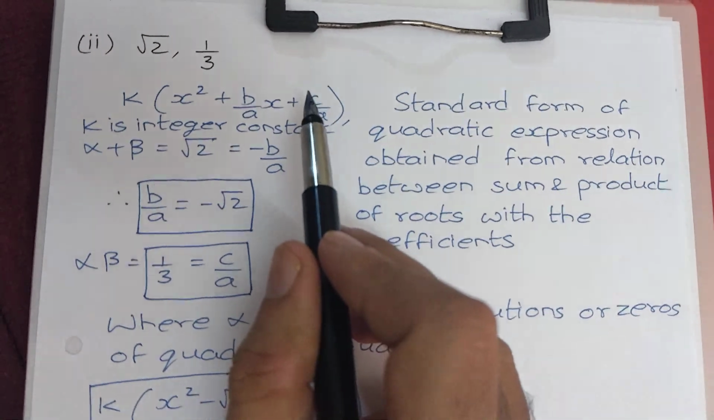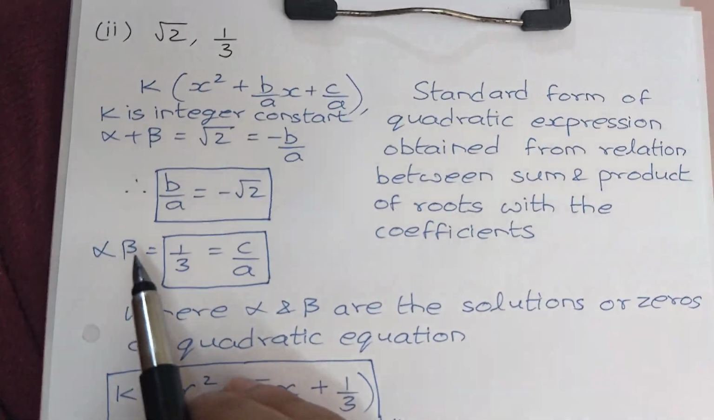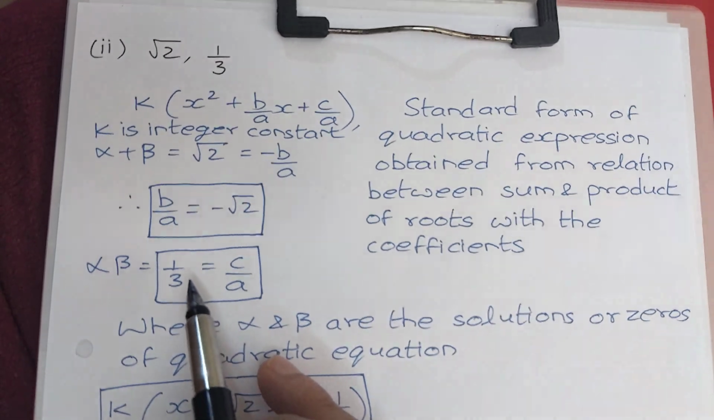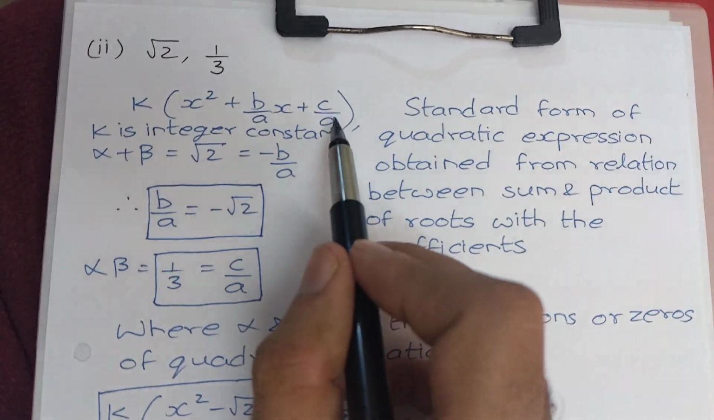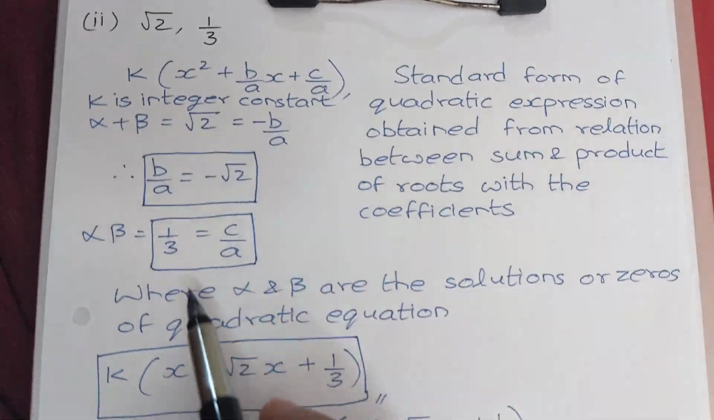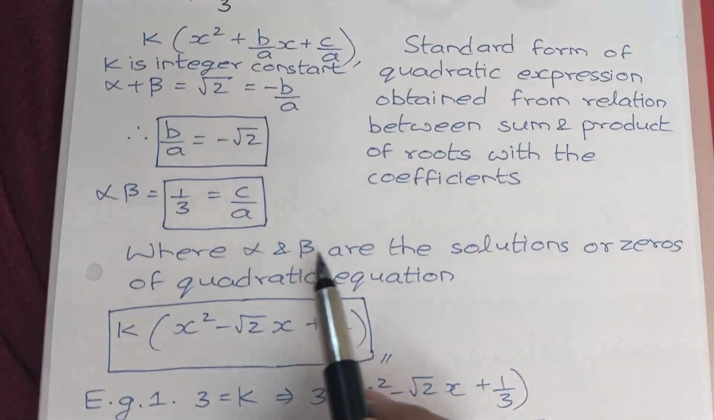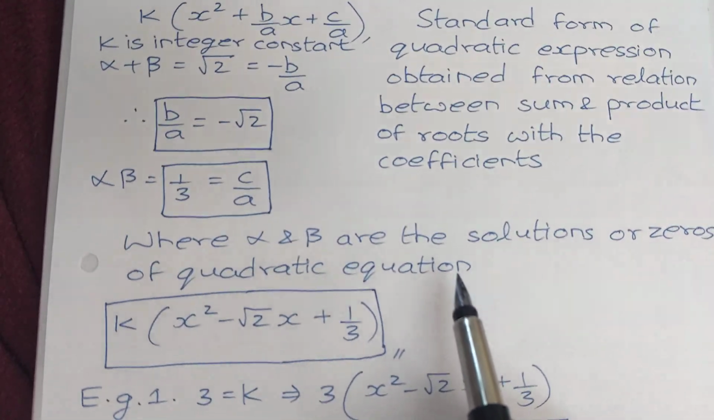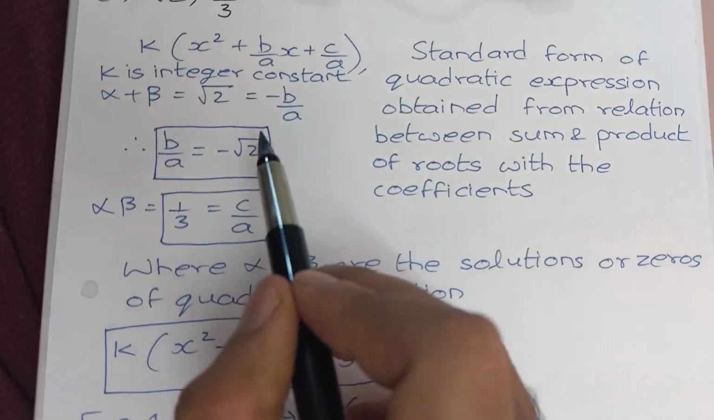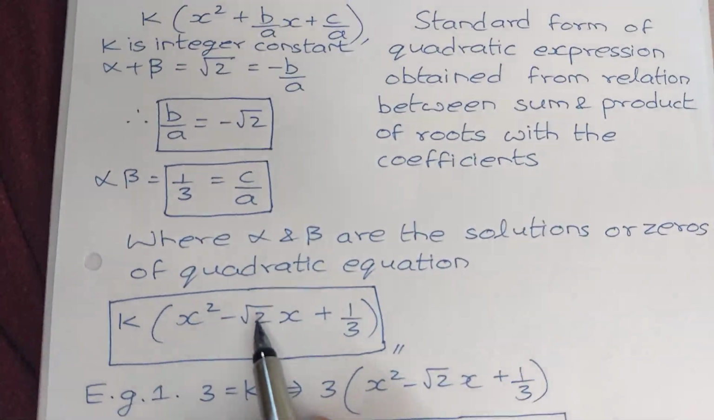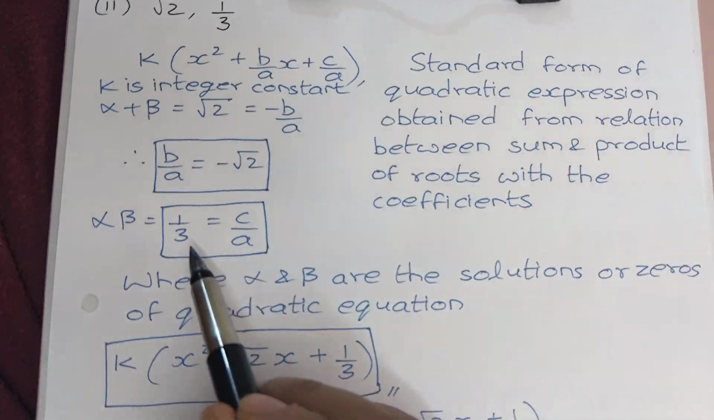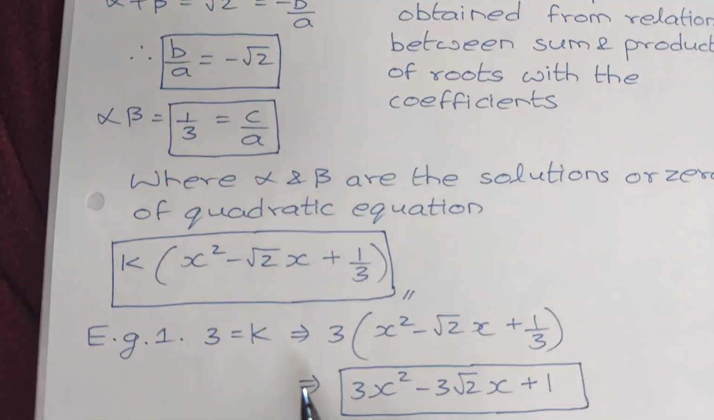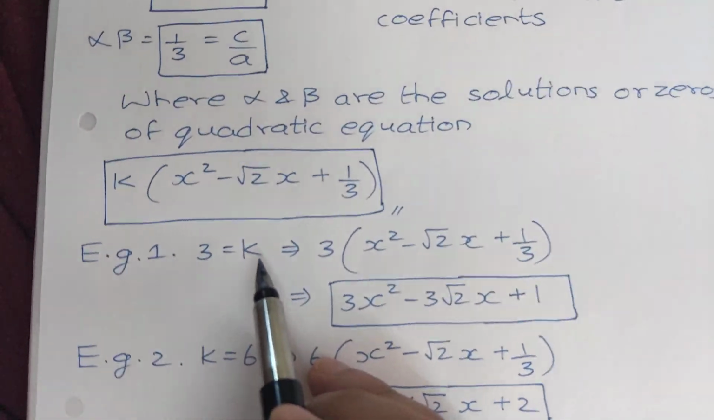And now c by a. As such we know alpha beta, the product of roots, is nothing but c by a. In this case it is given as 1 by 3. So we won't make any changes to it and we will directly substitute 1 by 3 in place of c by a. And we know very well alpha and beta are the solutions or zeros or roots of the quadratic equation. So let us substitute minus root 2 in place of b by a, and 1 by 3 in place of c by a, and we have put it here where k is any real constant.